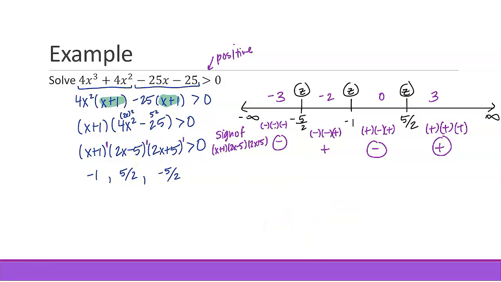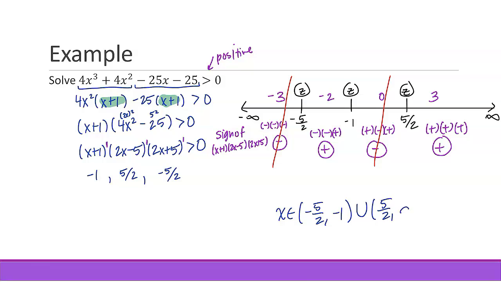Now let's go ahead and finish this up. Now I wanted positive only intervals, so I want, whoops, circle this. I want everything but the first and third intervals. So in interval notation, I want everything from negative 5 over 2 to negative 1, and everything from positive 5 over 2 to infinity. And I'm using open parentheses because I want where it's positive, not where it's equal to these zeros. And that is my answer.